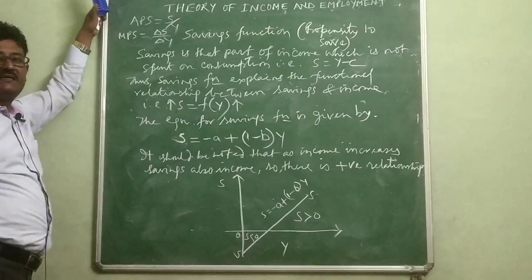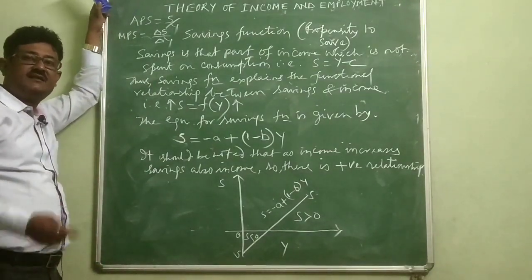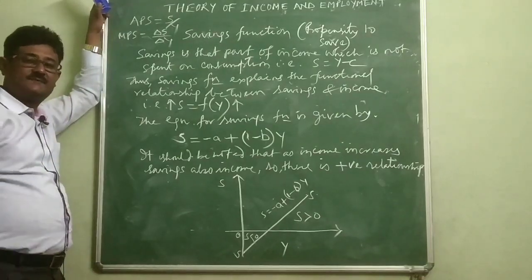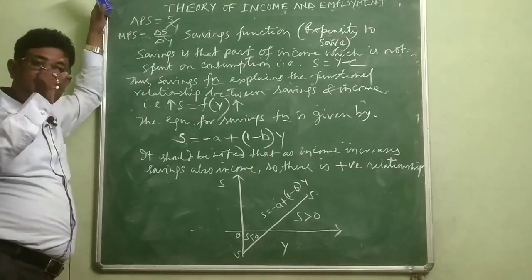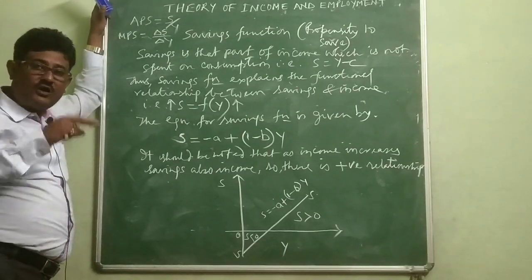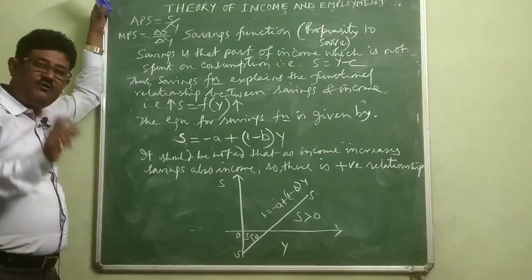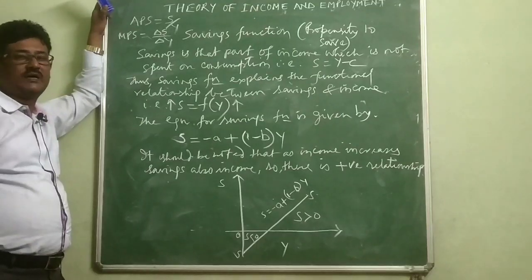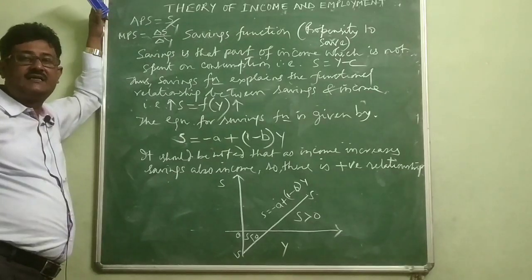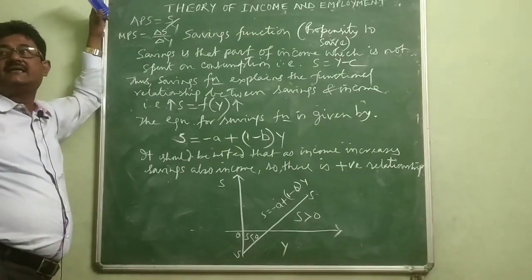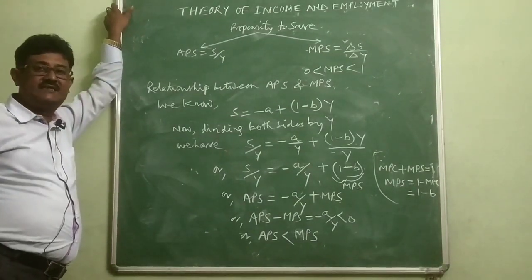Now, it should be remembered that the value of MPS, like the value of MPC, lies between 0 and 1, because the entire additional income is neither entirely saved nor entirely spent on consumption. So its value always lies between 0 and 1. Now let us discuss the relationship between APS and MPS.